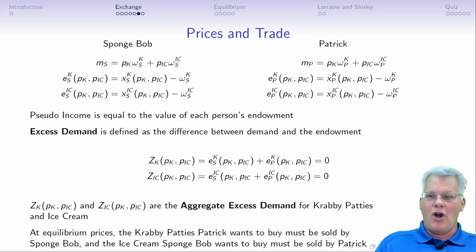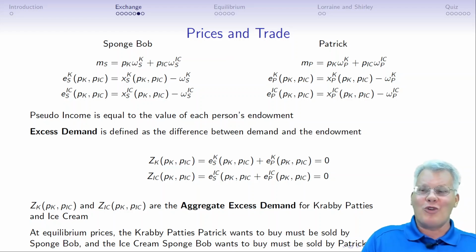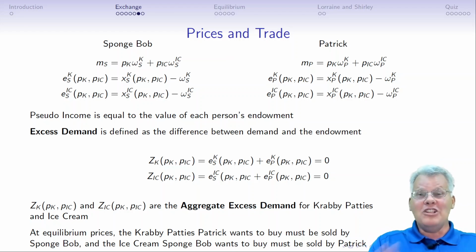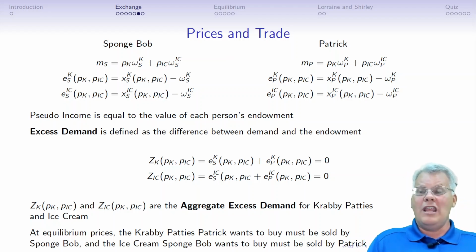Now, at equilibrium prices, what should occur is that the quantity of Krabby Patties that Patrick wants to buy must exactly equal the quantity of Krabby Patties that SpongeBob wants to sell. Right? So if the quantity of Krabby Patties that Patrick wants to buy is equal to the quantity that SpongeBob wants to sell, that means aggregate excess demand for Krabby Patties has to be zero in equilibrium. And likewise, the quantity of ice cream SpongeBob wants to buy at equilibrium has to exactly equal the quantity of ice cream that Patrick wants to sell. So aggregate excess demand for ice cream also has to be zero.